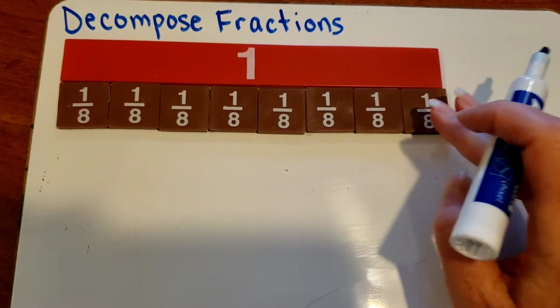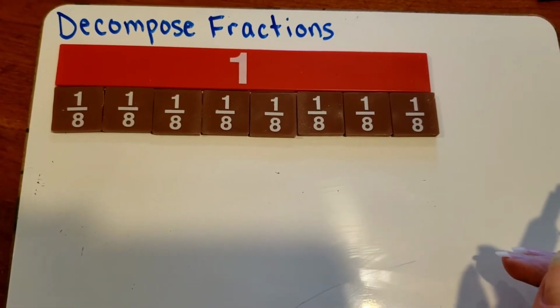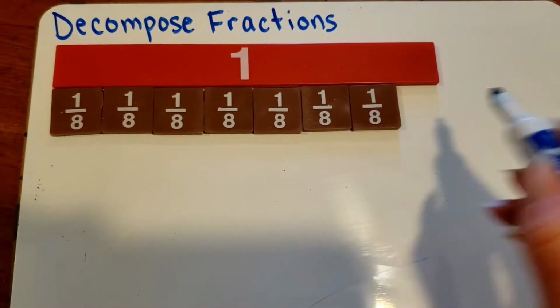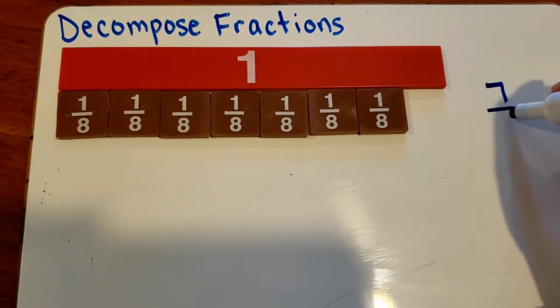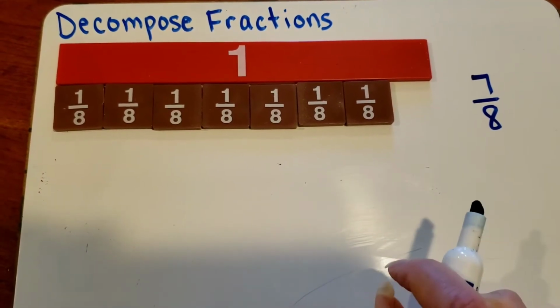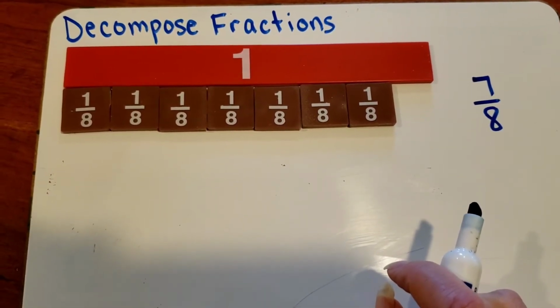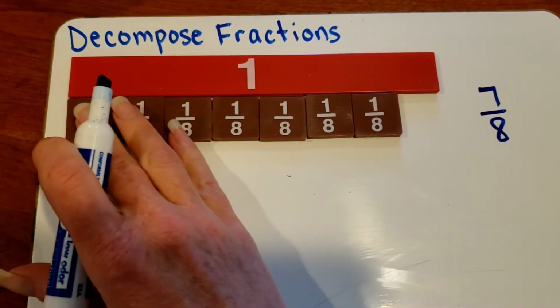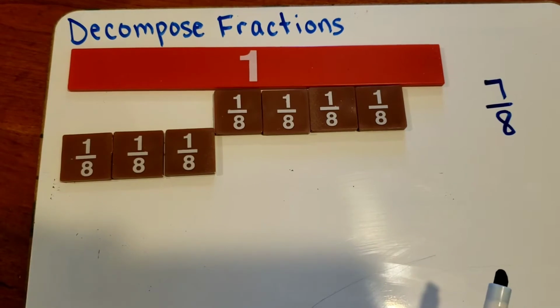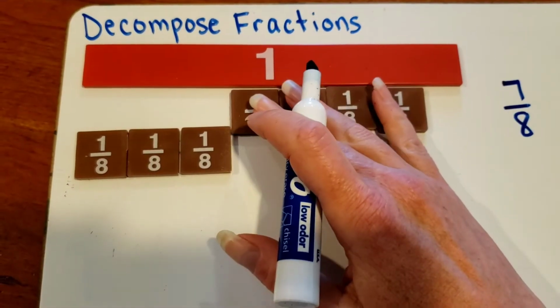If I had a whole, if I had all 8 parts, I'd have 8/8, but here I took one part away, so I have 7/8. So that's the goal. I want to add up and make 7/8. So I'm going to try a few different combinations. One combination, and again, I'm not adding any more tiles here. I'm just using the tiles that are already on the board.